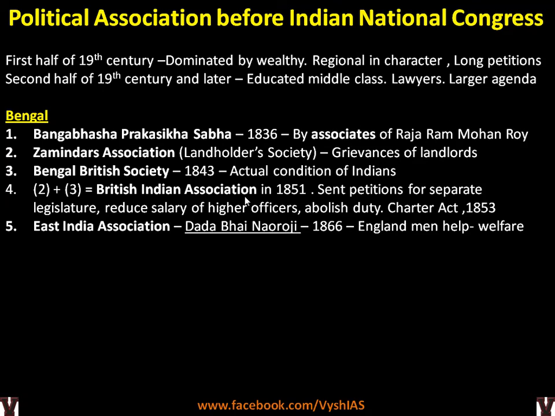Then East India Association is very important because it was started by Dadabhai Naoroji. Dadabhai Naoroji is called the Grand Old Man of India, who was a very great economic nationalist. It was started in 1866. It was started with a few Indians in England.